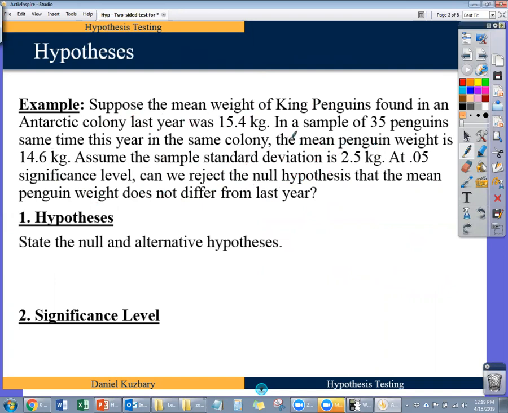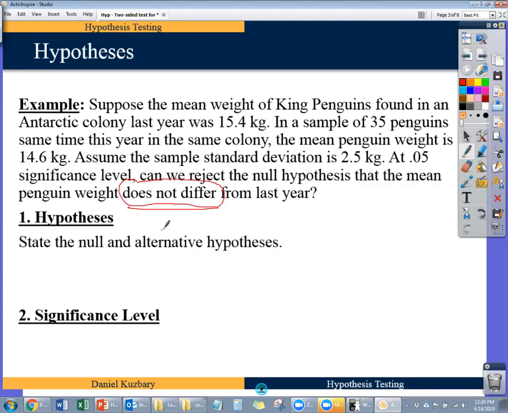Suppose that the mean weight of king penguins found in an Antarctic colony last year was 15.4 kilograms. In a sample of 35 penguins, the same time this year in the same colony, the mean penguin weight is 14.6. Assume the sample standard deviation is 2.5. At a 0.05 significance level, can we reject the null hypothesis that the mean penguin weight does not differ from last year? So we're going to do a two-sided hypothesis test here, primarily because we see this sort of hypothesis.